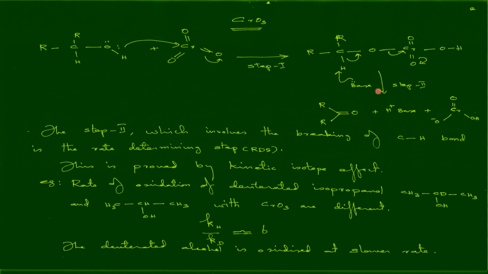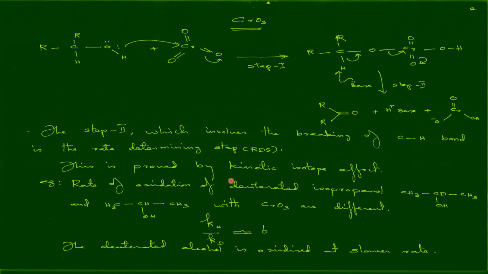In the second step, a base molecule breaks the CH bond and abstracts a hydrogen from this, and it results in the formation of a carbonyl group. If the alcohol taken is a primary alcohol, we end up with an aldehyde. If it is a secondary alcohol, it gives a ketone. The step 2 is the slow step, that is the rate determining step, since it involves breaking of the CH bond.